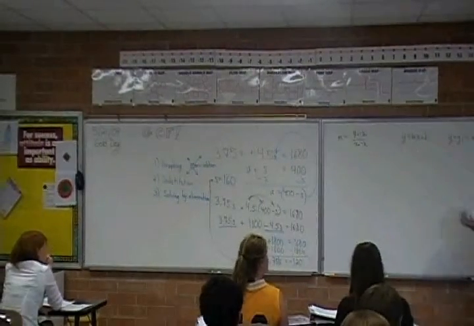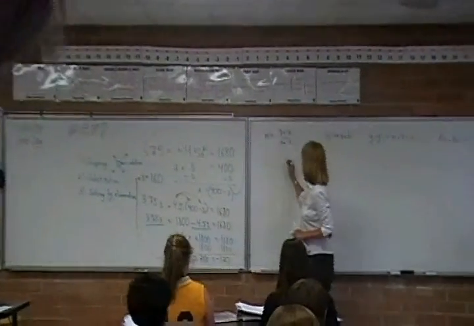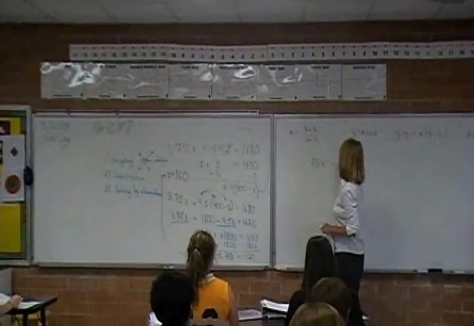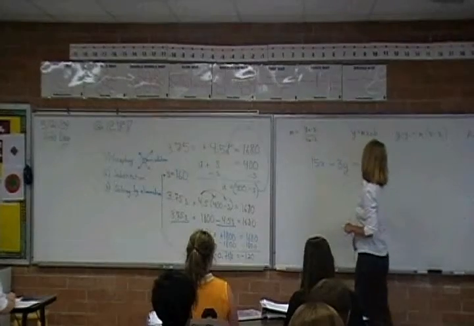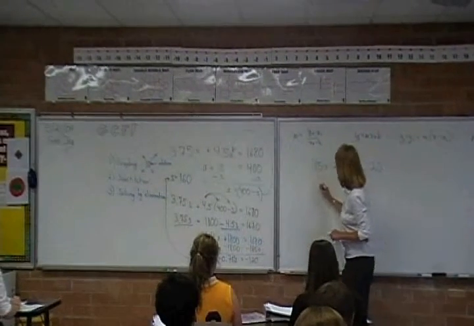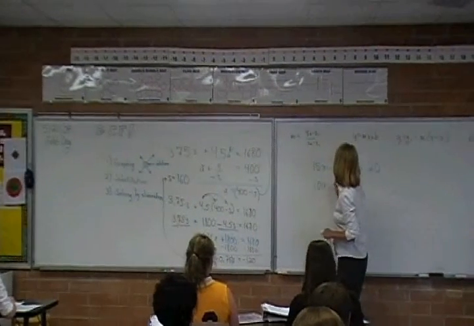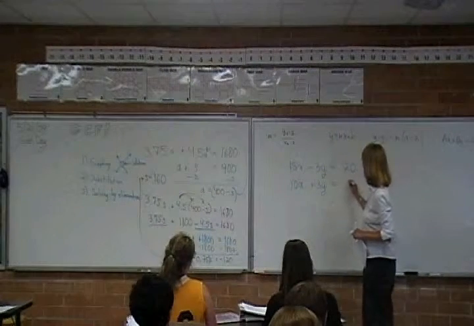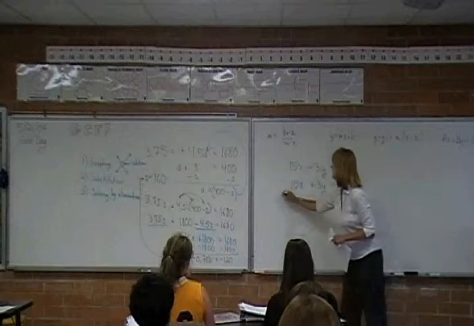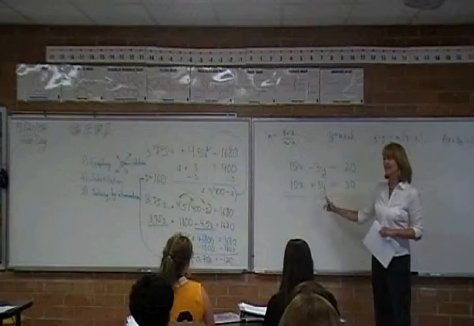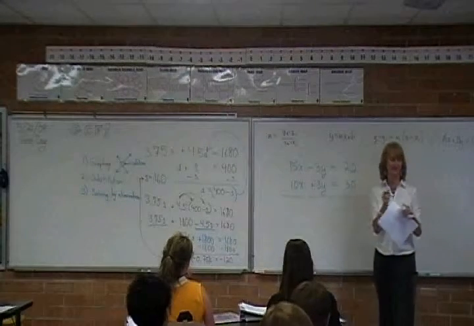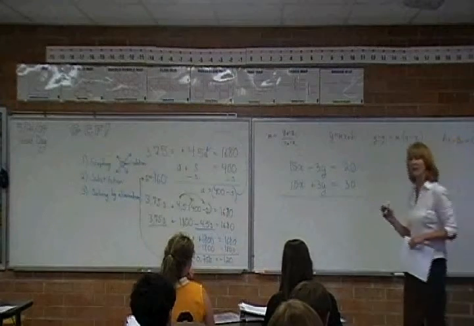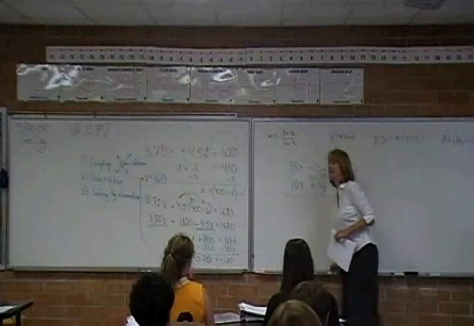Let's say a system of equations is 15x minus 3y equals 20 and 10x plus 3y equals 30. What do you see about this system? It's a negative 3y and plus 3y. Yes, you have to look at all the coefficients in your system before you decide how you're going to solve it.